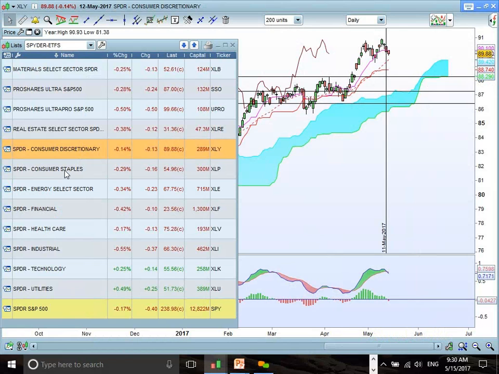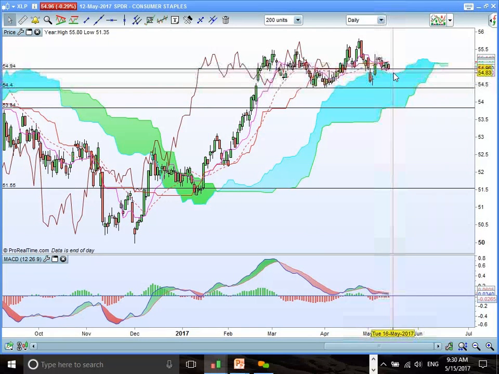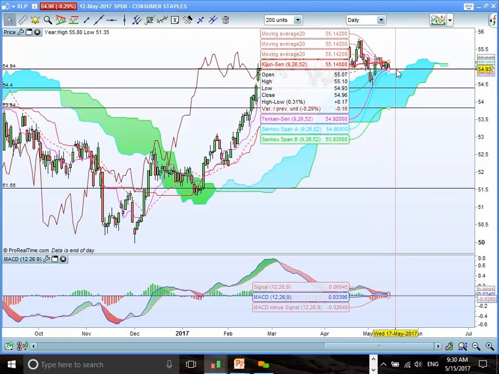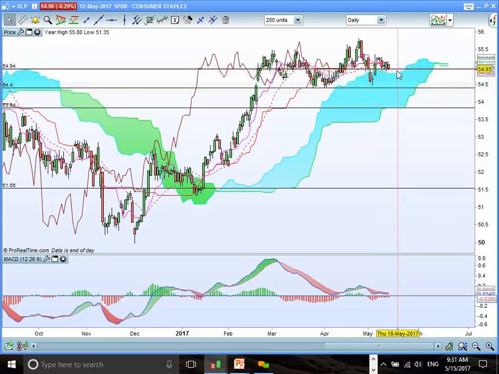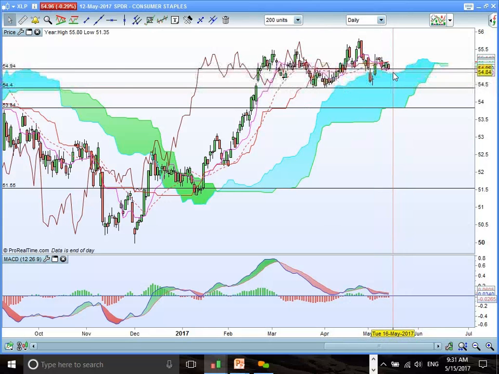Consumer staples, XLP. They're also finding testing for support at the top end of the cloud here, looking very closely for these levels, 54, 55 zone. A very interesting support zone here. These lows here are also a key area, so we're looking for any type of buy signal coming in around this cloud chart support test, so to speak. Okay, so it's testing for support at the top end of the cloud.